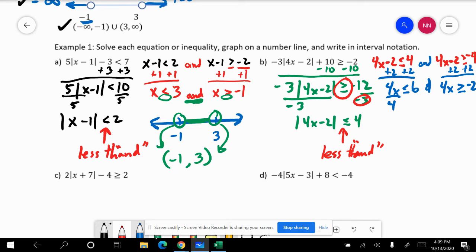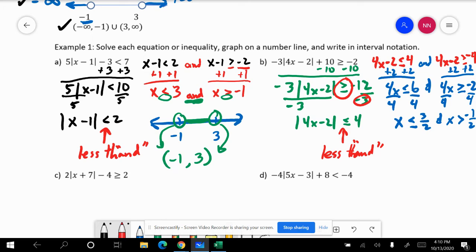Now, I divide each side by 4, and I get x is less than or equal to, the 6/4 reduces to 3/2, and the negative 2/4 reduces to negative 1/2.